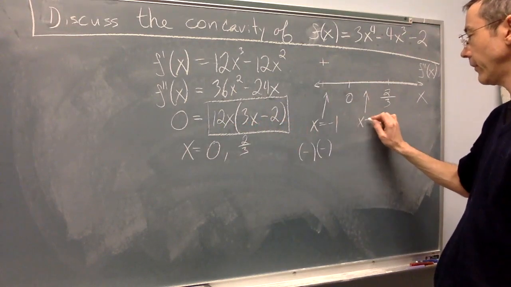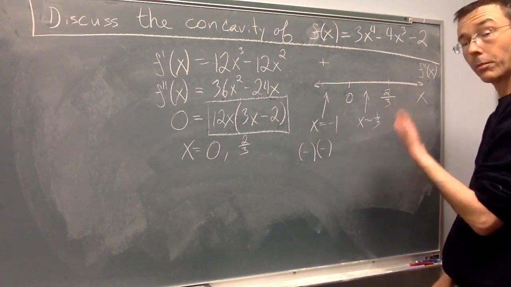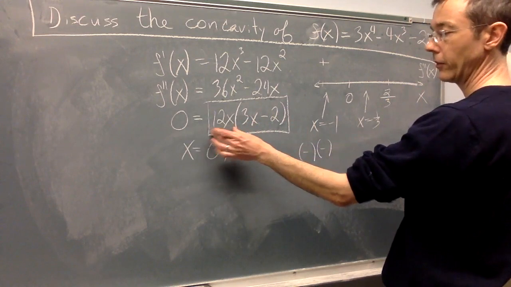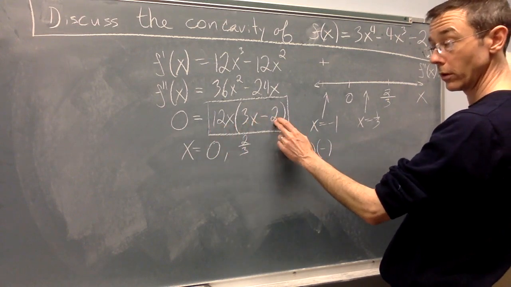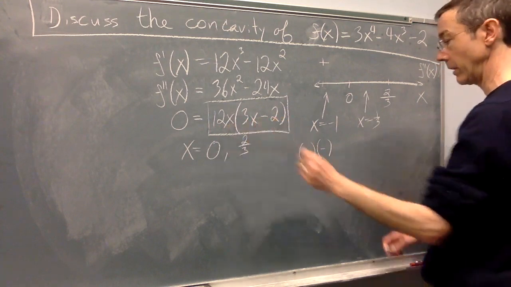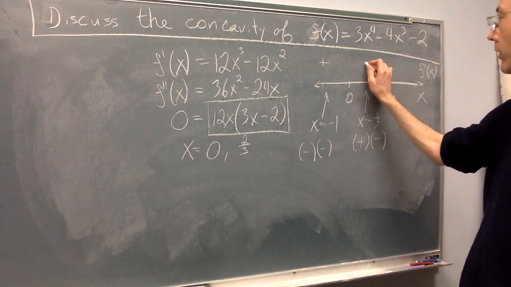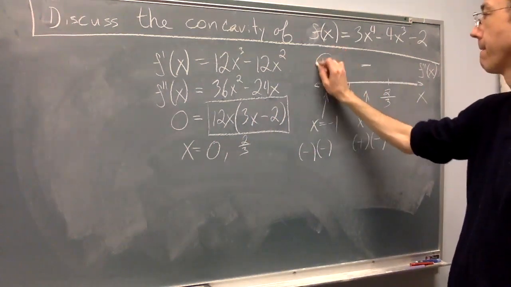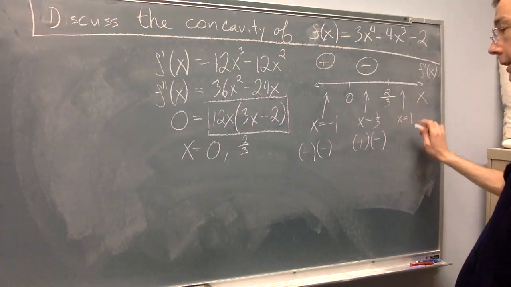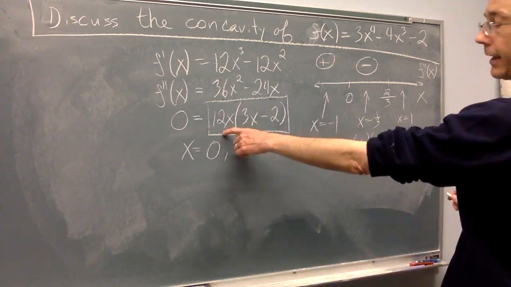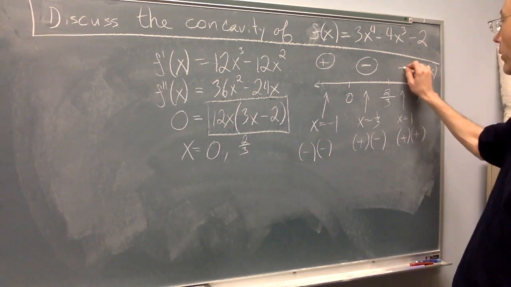Here, let's test a number between 0 and 2/3. So how about 1/3? When I plug in 1/3, I get a positive times, let's see here, 3 times a third is 1, minus 2 is -1, so it's a positive times a negative. So that's a negative here. And finally, let's check x equals 1 on this far right interval. I get a positive times a positive, which is, of course, a positive.